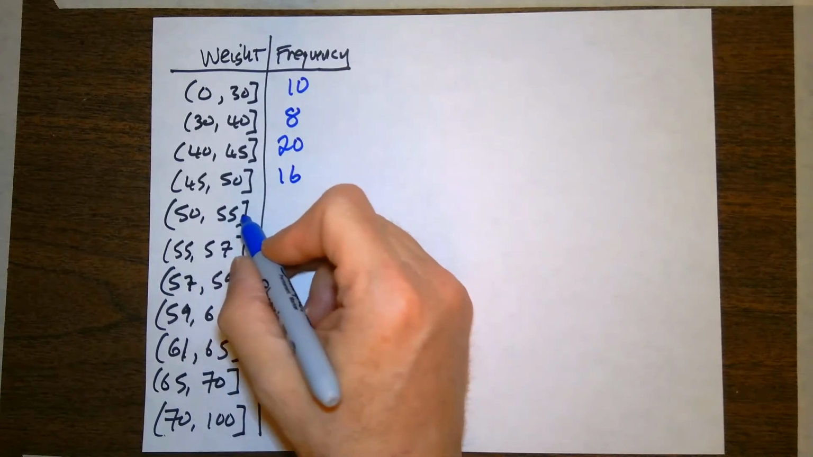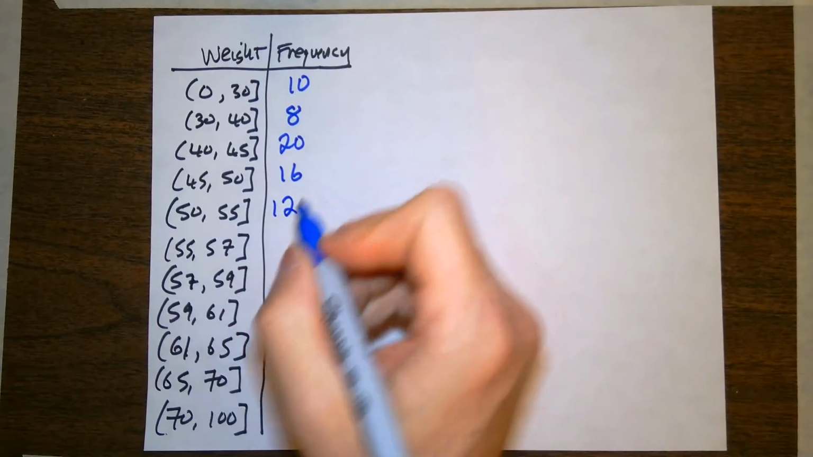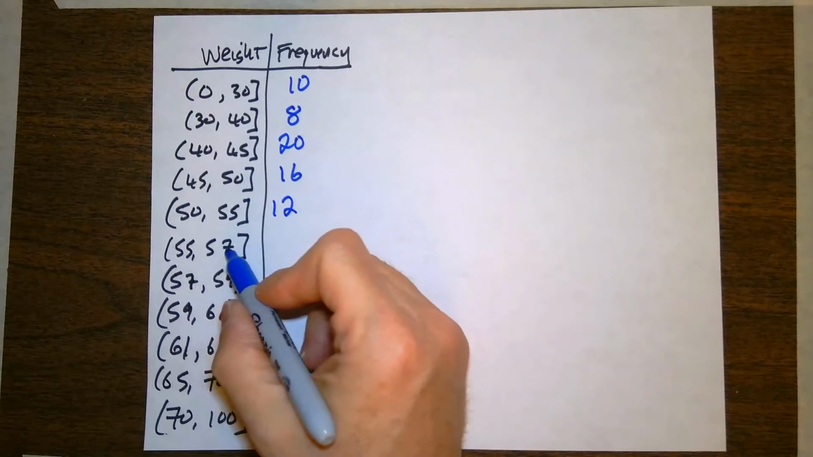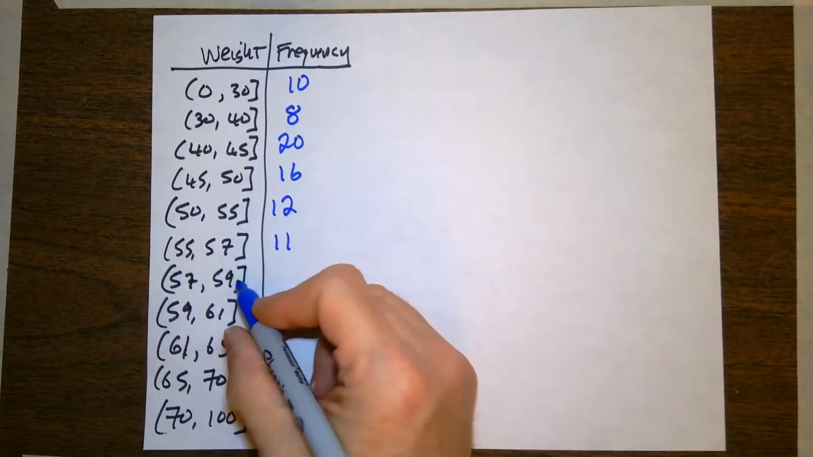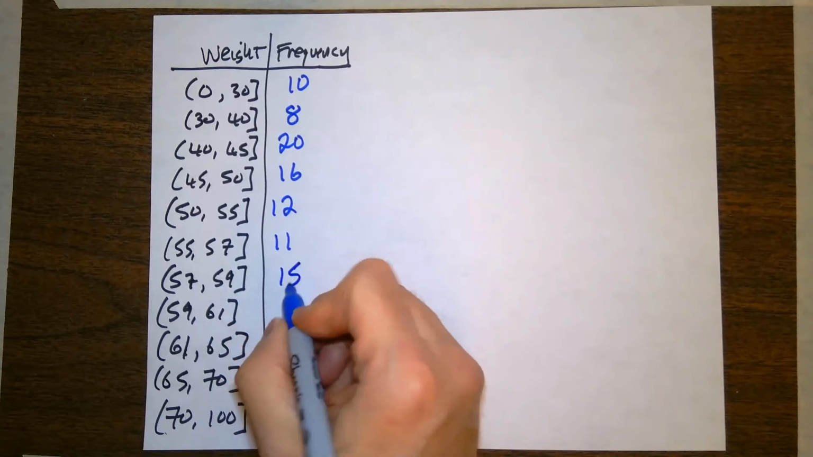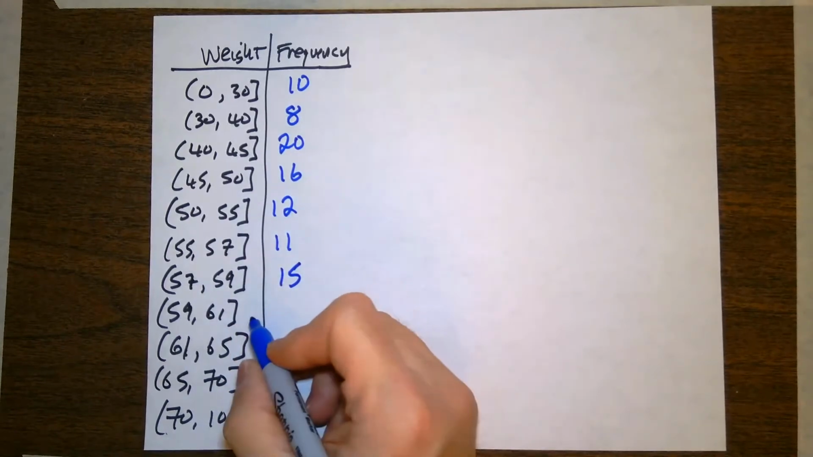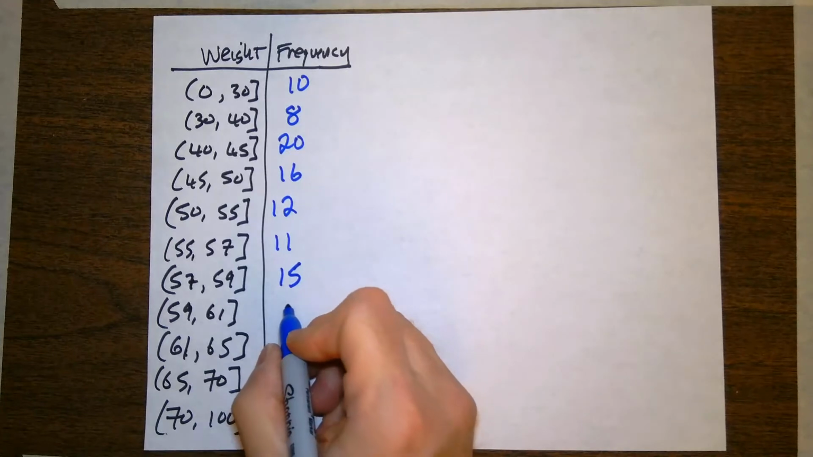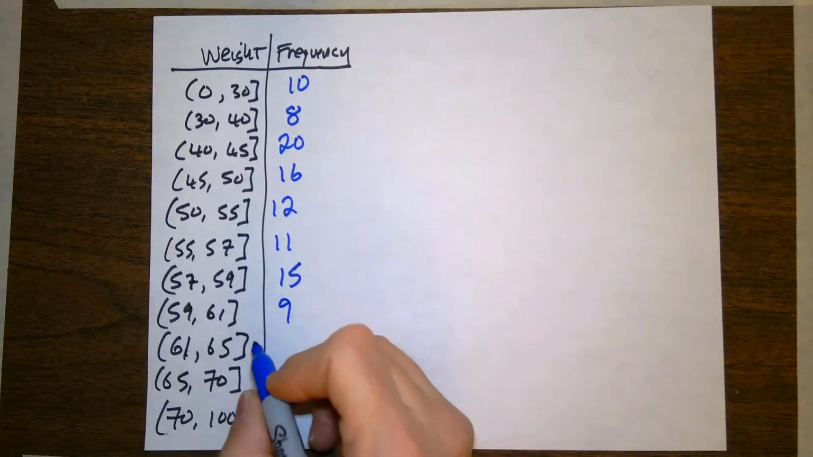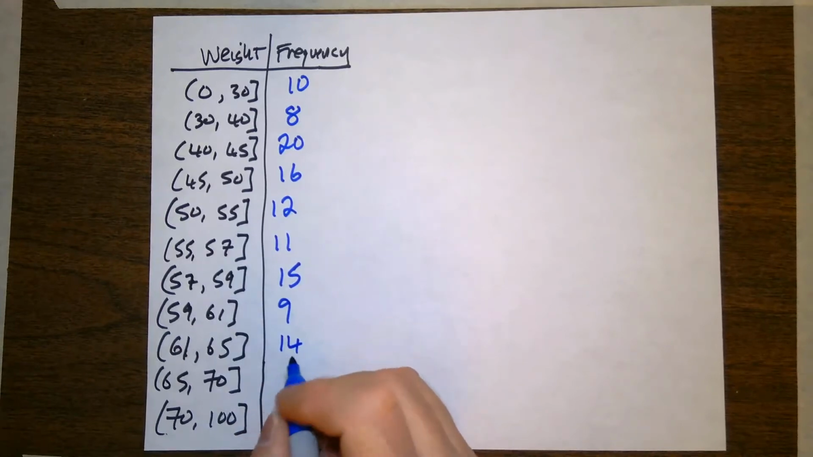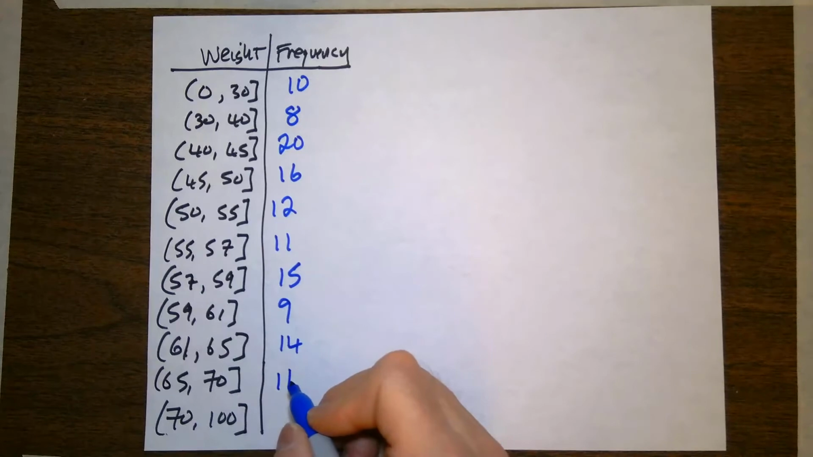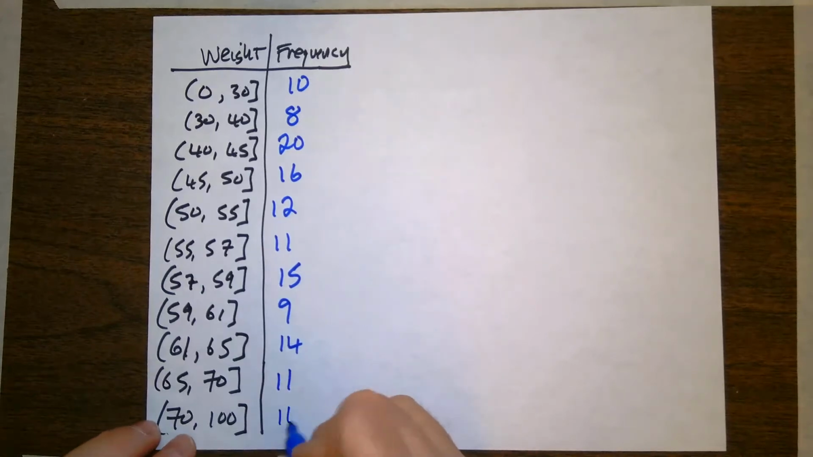Greater than 50, less than or equal to 55, 12 fishes. Greater than 55, less than or equal to 57, there were 11 fishes. Greater than 57, less than or equal to 59, 15 fishes. Greater than 59, less than or equal to 61, there were 9 fishes. Greater than 61, less than or equal to 65, there were 14 fishes. Greater than 65, but less than or equal to 70, 11 fishes. And greater than 70, but less than 100, there were 10 fishes.